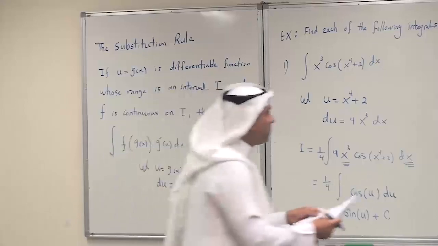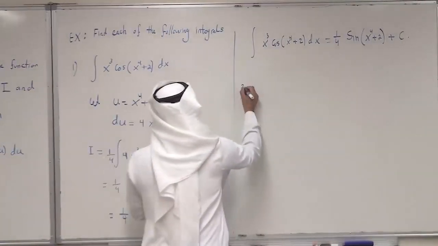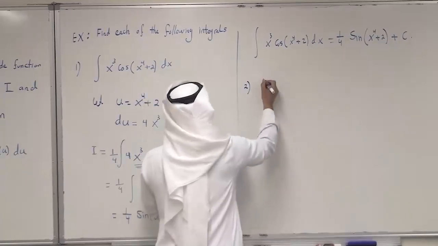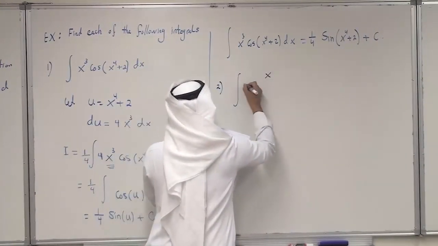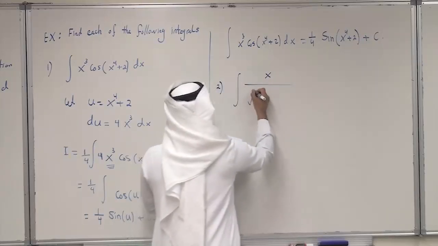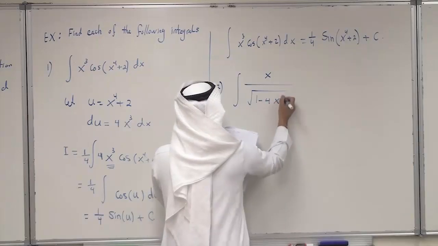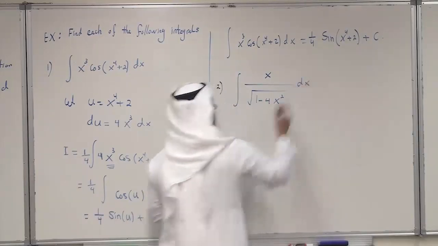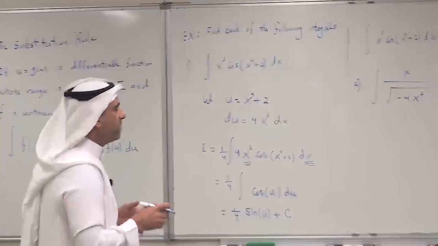Now, what is the next one? Let us see another exercise here. Number 2, for instance, says evaluate the following integral, that is x divided by the square root of 1 minus 4x squared dx. Okay, that is another question where we can apply the substitution rule.